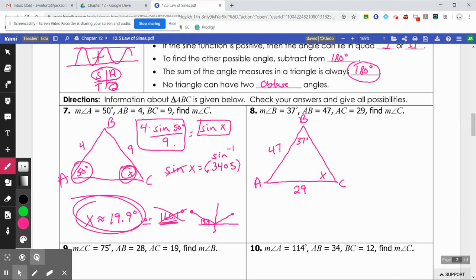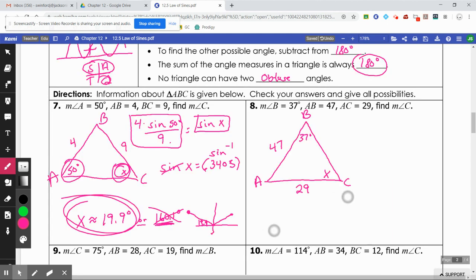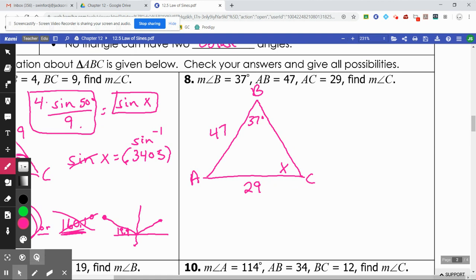Okay. So let me zoom in so that I can hopefully stay away from the edge of my computer screen. So let's set this up. I know that the sine of 37 degrees over 29 will equal the sine of x over 47. To solve this again, we're going to move the 47 over by doing 47 times sine of 37 divided by 29, or you can just do this. Just put the 47 right there. And that's going to tell us what the sine of x is equal to.